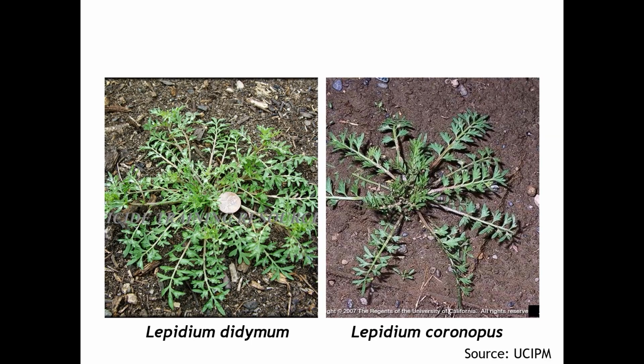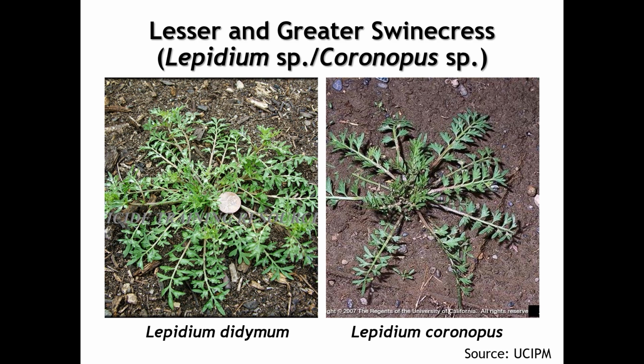Here are two other species that are very common in vegetable production systems in California, the lesser and the greater swinegrass. On your left is the lesser swinegrass and on the right is your greater swinegrass. They look very identical and have almost the same features. You have to look very carefully at the leaf shapes to tell the two apart. But one very good distinguishing feature is the lesser swinegrass. If you were to crush the leaves and the stems in your fingers, it will have a very pungent odor or smell to it, whereas the greater swinegrass will not.